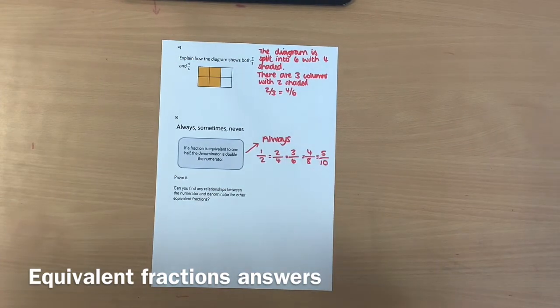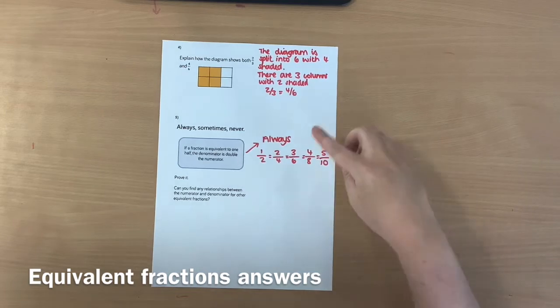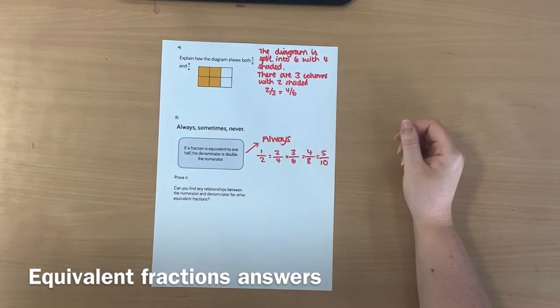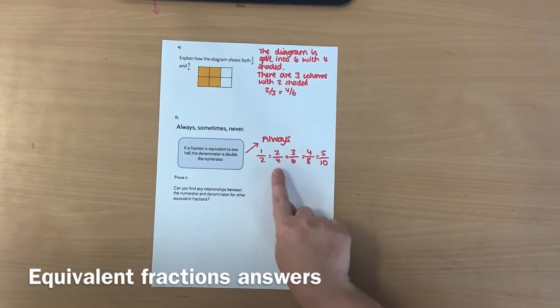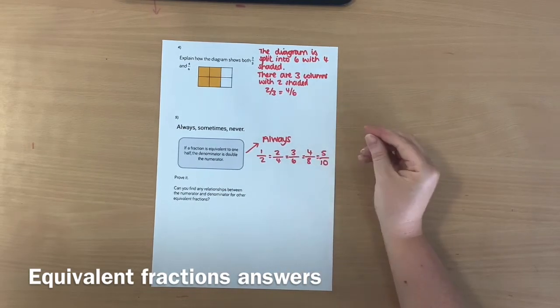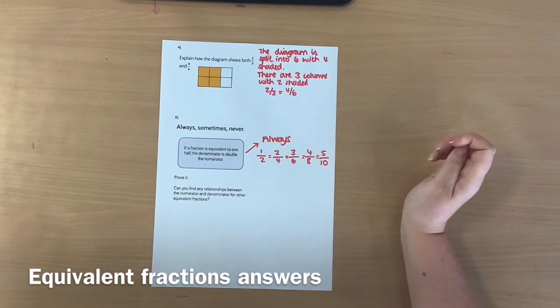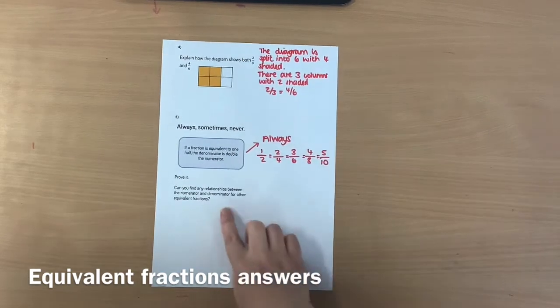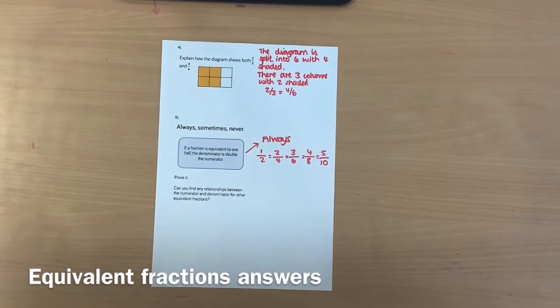Question number 5, always, sometimes, or never. If a fraction is equivalent to 1/2, the denominator is double the numerator. And you had to prove it. This is always true, and I've proved that by showing some fractions that are equivalent to 1/2, and the denominator is always double the numerator. Hopefully, you then went on to find any other relationships between numerators and denominators for other equivalent fractions.